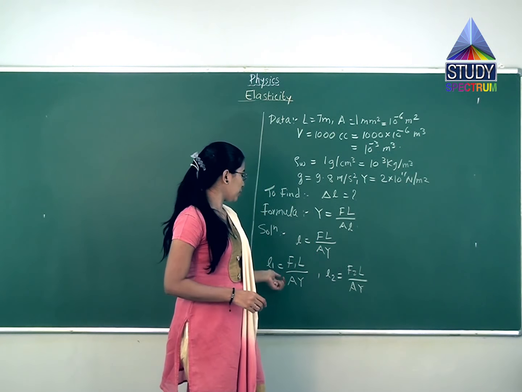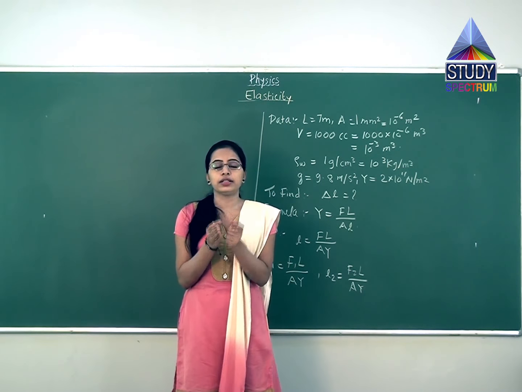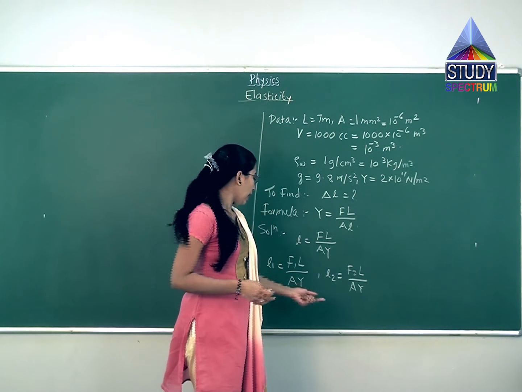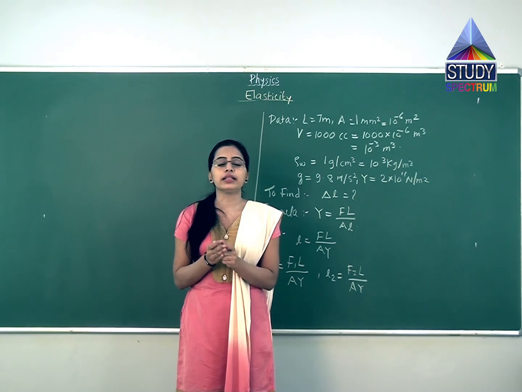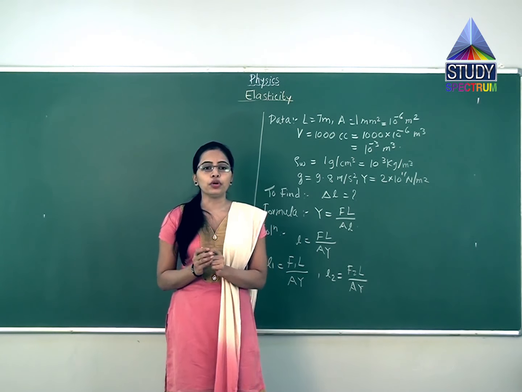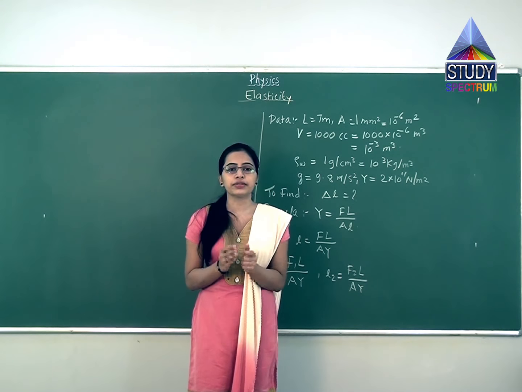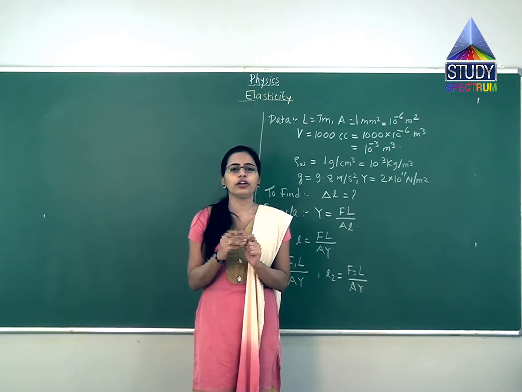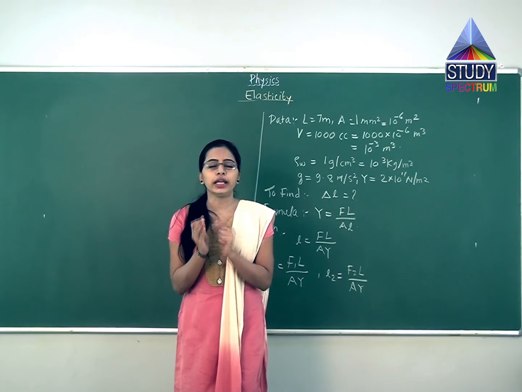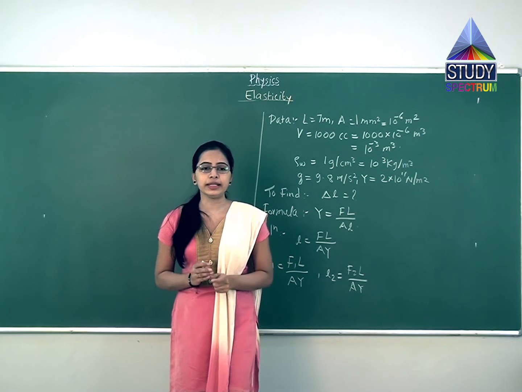Now we have written conditions for l1. Now l1 is the length when the steel wire is in air, and l2 is the length when it is immersed inside the water. So we will divide the expression to first find out the change in length, or we can find the change in the force applied also.